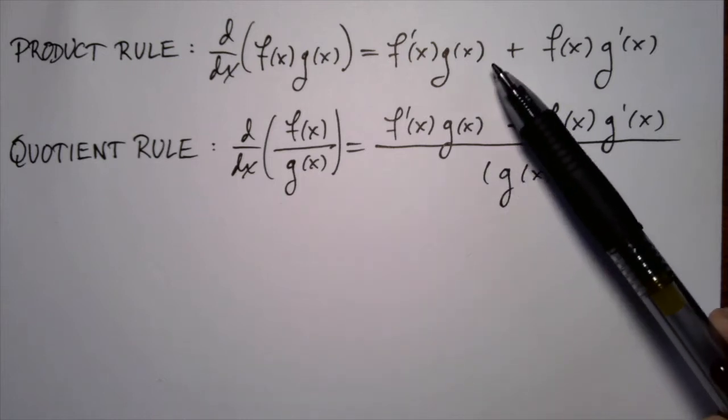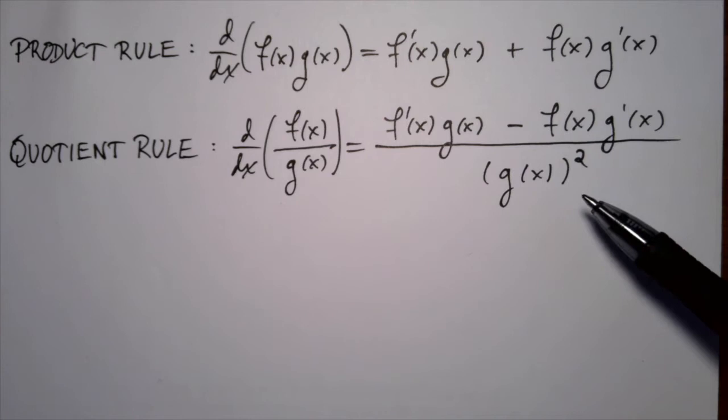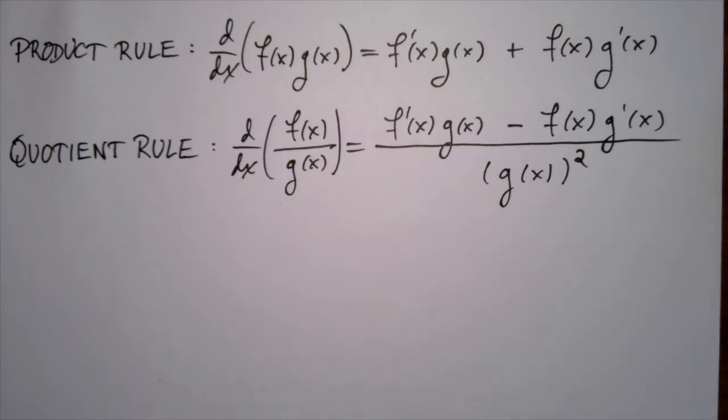The first term is the same as in the product rule. It's just f prime times g. And then you need to divide by g of x squared. That's just what the quotient rule says.